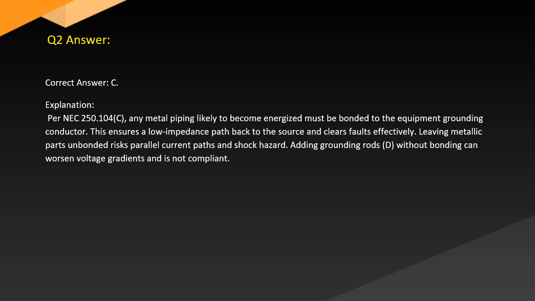Answer. Correct answer: C. Explanation. Per NEC 250.104(C), any metal piping likely to become energized must be bonded to the equipment grounding conductor. This ensures a low impedance path back to the source and clears faults effectively. Leaving metallic parts unbonded risks parallel current paths and shock hazard. Adding grounding rods without bonding can worsen voltage gradients and is not compliant.